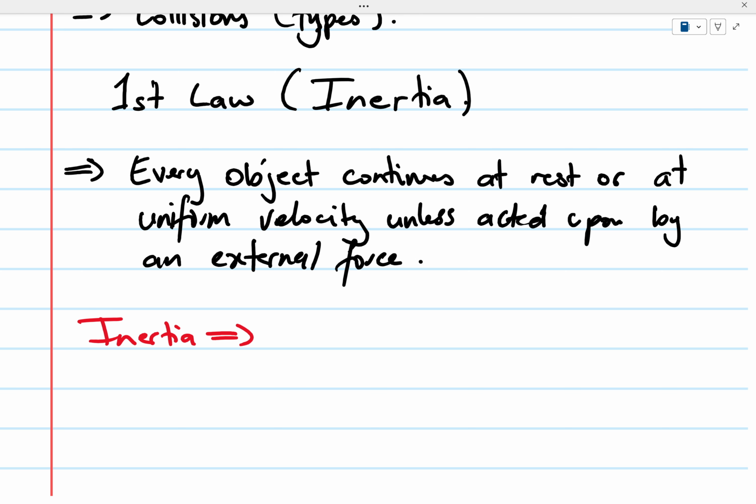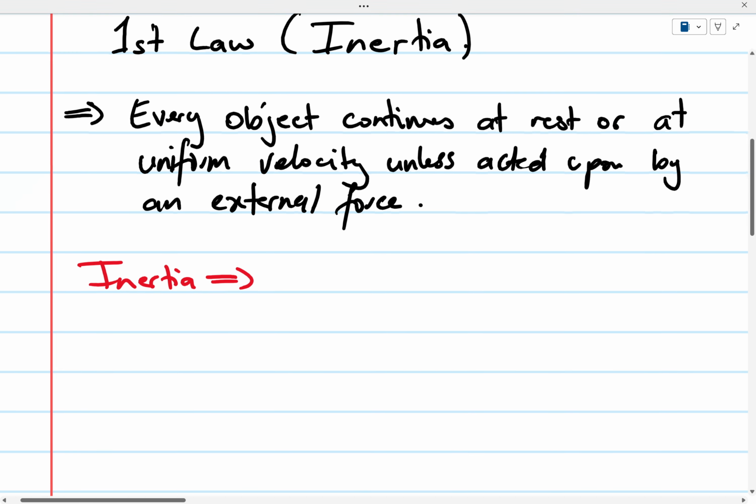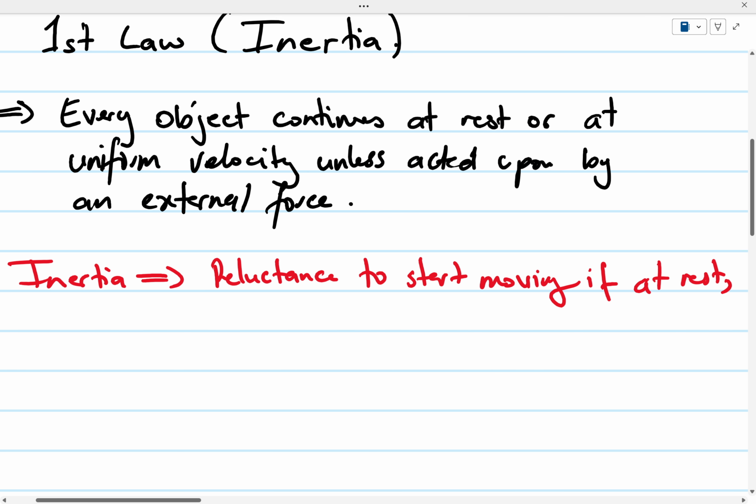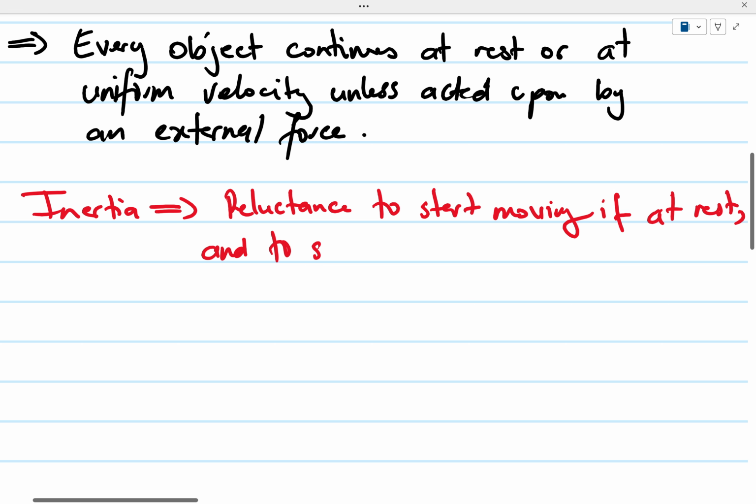Inertia is the reluctance, right? So the inertia of a body is its reluctance to start moving if at rest, and to stop moving if it is in motion. That's what it is, right?